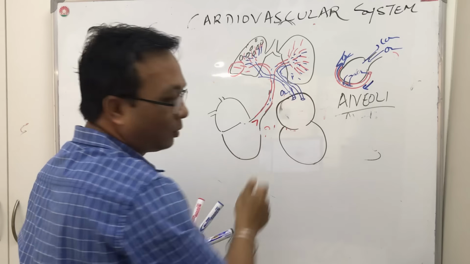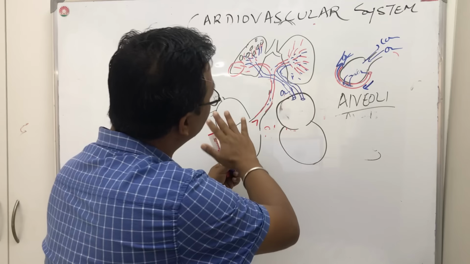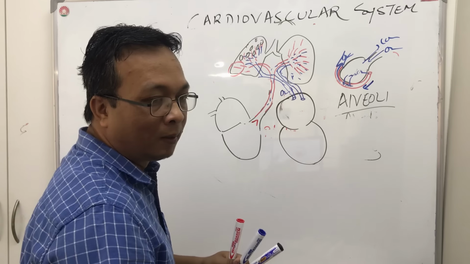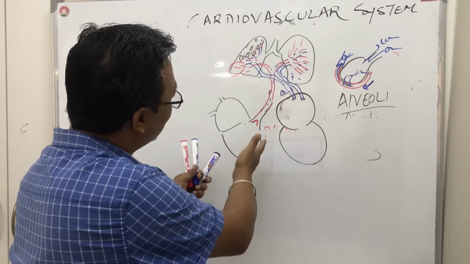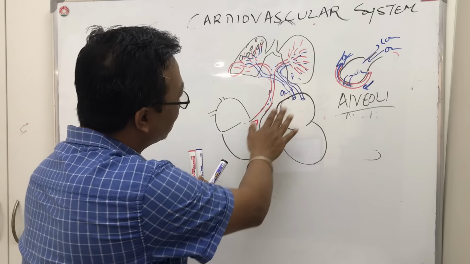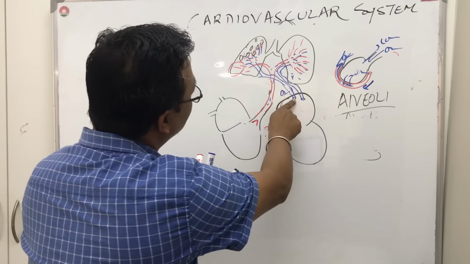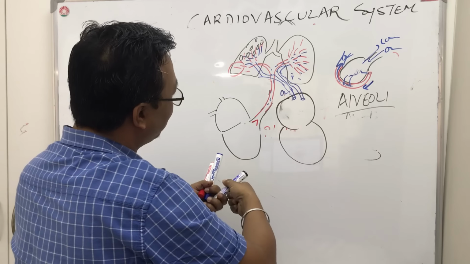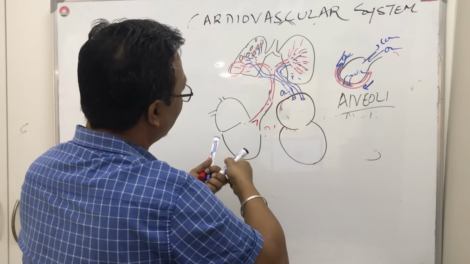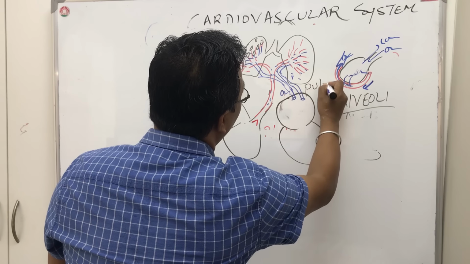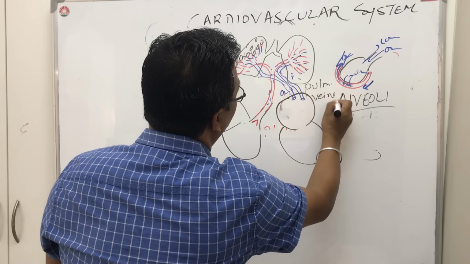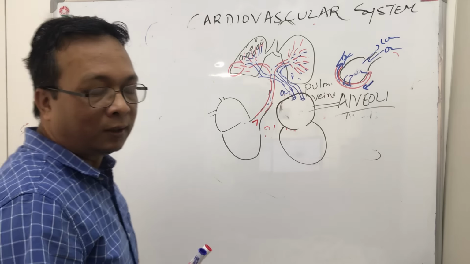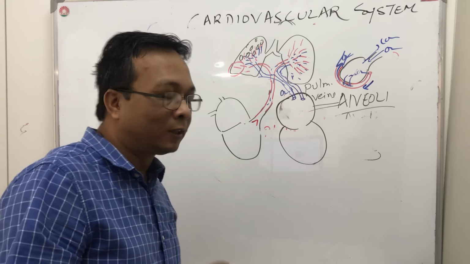I just reversed the colors here, not on your screen. Blue is deoxygenated, so here I reversed it: red is deoxygenated, blue is oxygenated. This vessel, which carries oxygenated blood from the lungs back into the left atrium, is called the pulmonary vein. Pulmonary veins. This is the only vein which carries oxygenated blood.